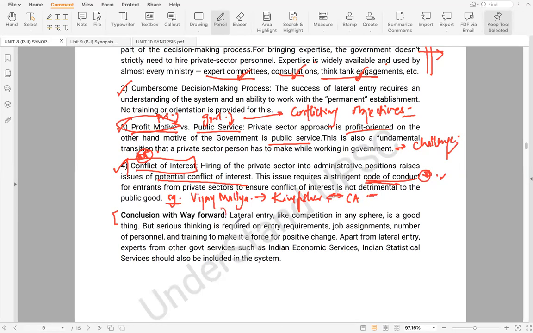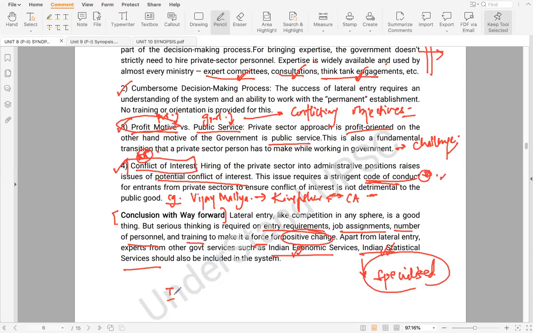Conclusion, with way forward: lateral entry, like competition in any sphere, is a good thing, but serious thinking is required on entry requirements, job assignments, number of personnel, training to make it a force for positive change. Apart from lateral entry, experts from other government services, such as Indian economic services, Indian statistical services, should also be included in the system. Basically, we're trying to say that the services which are specialized in their domain would also be included, not only the private sector.